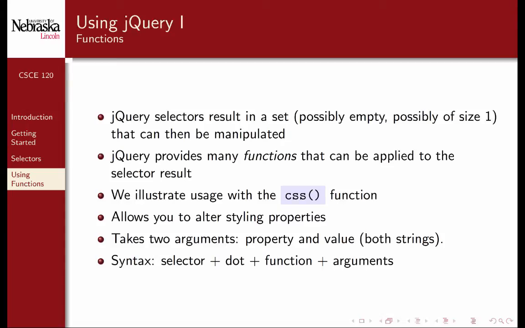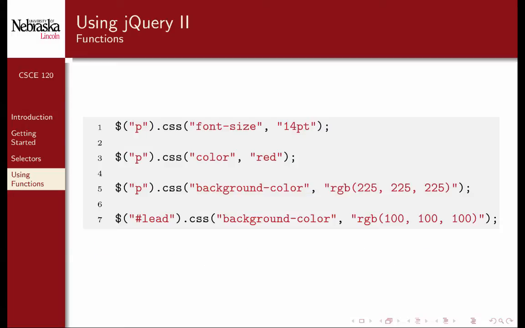The full syntax is to use a selector, then a dot, then the function call, providing the arguments inside the parentheses. Consider these examples. Here we select all paragraph elements and apply a new CSS rule using font size 14 point. The syntax here is $, selector, then we use dot, css is the function name, and then the two arguments are separated by a comma. Both of them are strings. Likewise, we can set the color to red, or the background color to a light gray. Any selector will work. The function will be applied to all of the results of the selector.